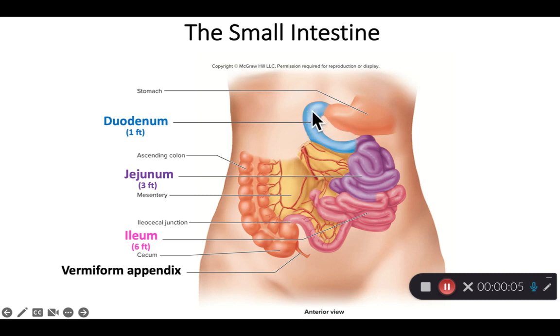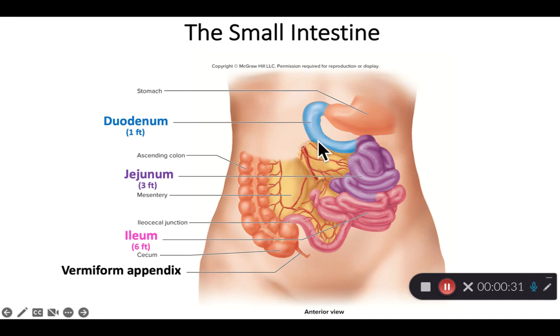Okay, so we have acidic chyme in the duodenum. The duodenum is about the first 1 foot of the small intestine. We've added in bile, we've added in pancreatic enzymes and bicarbonate. So we're really kicking into gear our carbohydrate, protein, and triglyceride digestion.